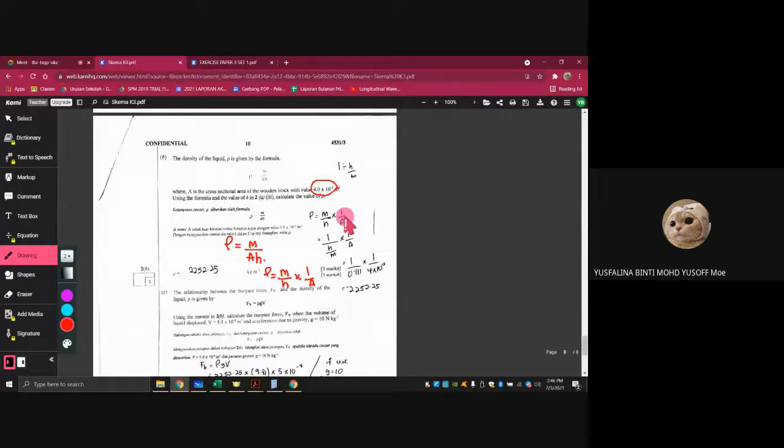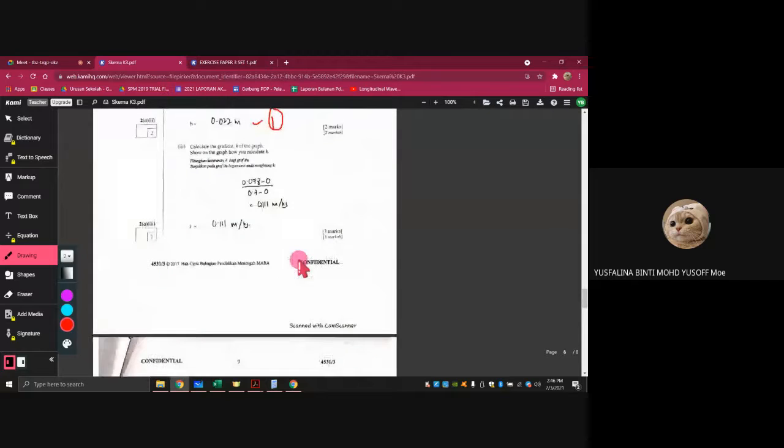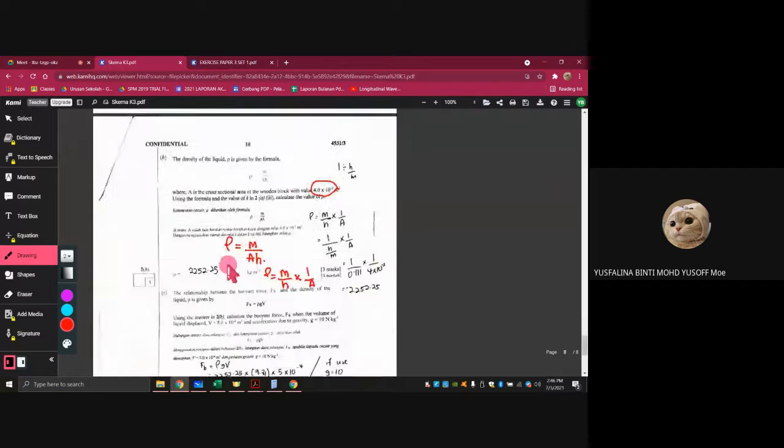But in the formula given, it is m over h. So how do you find m over h? You just put 1 over the gradient value here. So 1 over 0.111. Teacher, why? Why 1 over? It is 1 divided by h over m, right? So this is actually the origin, y divided by h over m.